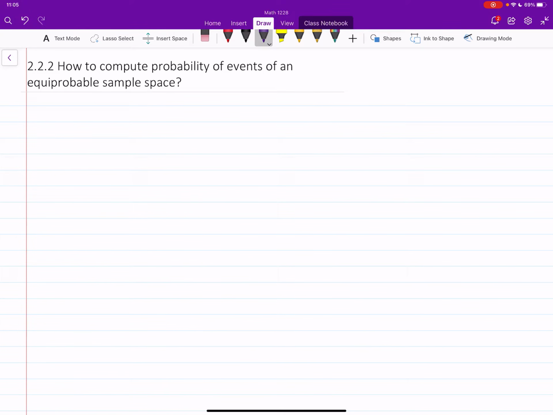Hello everyone. In this video, we will learn how having an equiprobable sample space will help us to compute probabilities of different events. Let us start with a small discussion on this. So let's fix an equiprobable sample space. Say we have sample points A1, A2 up to AN, and we know that this is an equiprobable sample space.